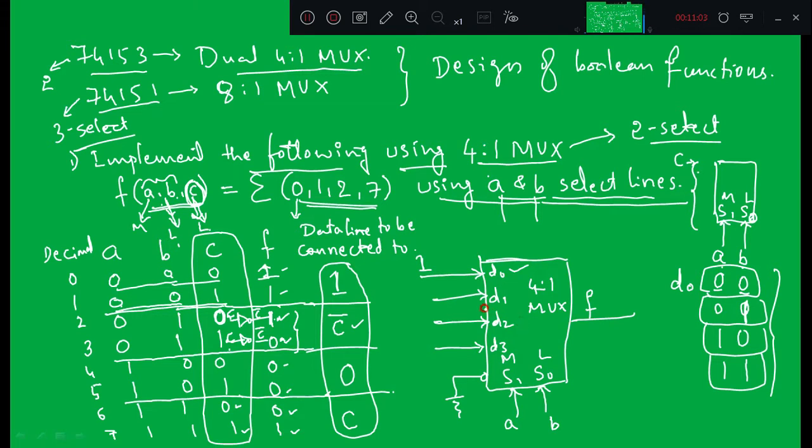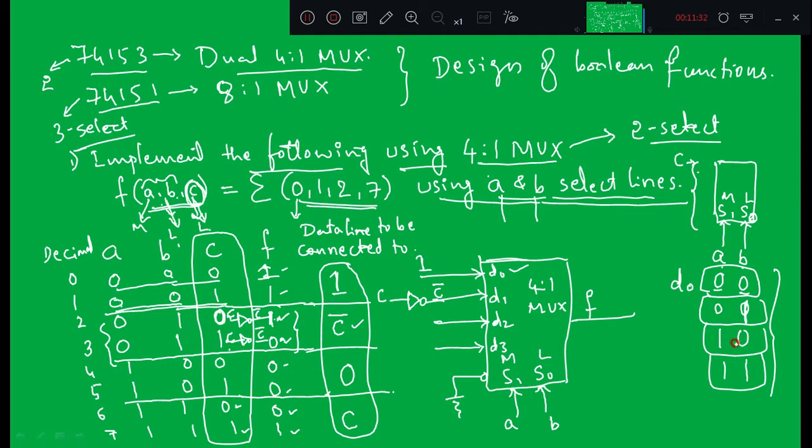Okay, next, when select line is 0 1, these two combinations you can take, and what is the output? It is equal to C bar, right? So what I'll do, I'll take C here and give it to a NOT gate. The output of the NOT gate will be equal to C bar, right? So that is connected to D1, right?